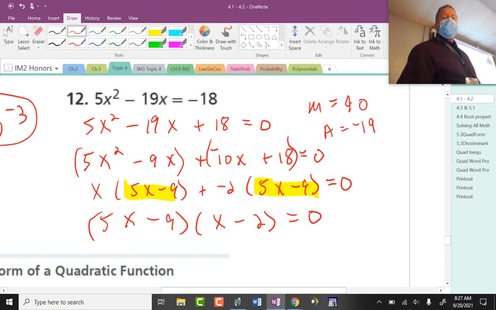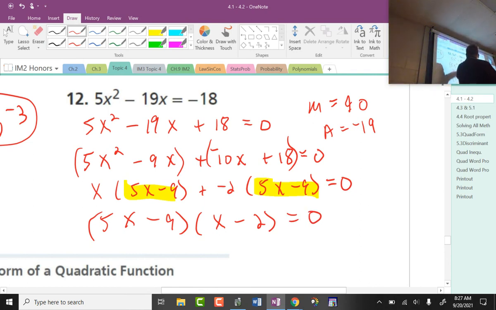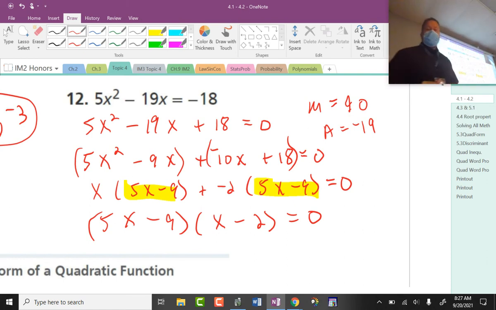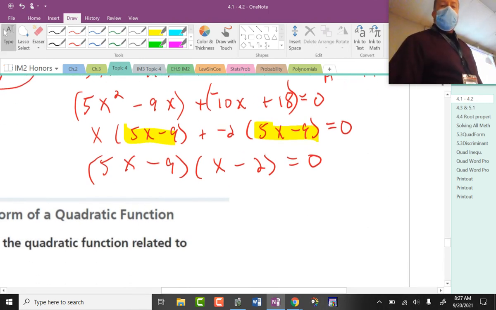Now the whole idea of good FOILers and good factors, wait a minute. 5x squared, negative 9 times negative 2, sure, 18. I got scared for a second, but that's good. And then negative 10x and negative 9x, the whole thing I was looking for, negative 19. All right, but then the answers are add 9, divide by 5.